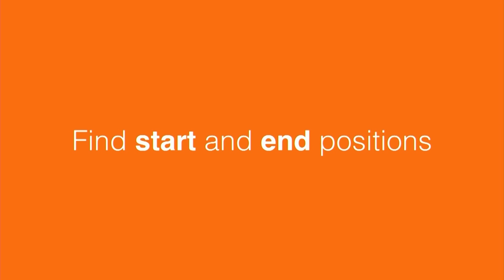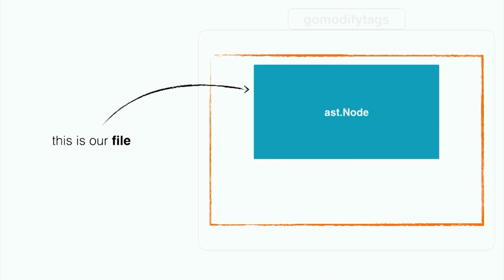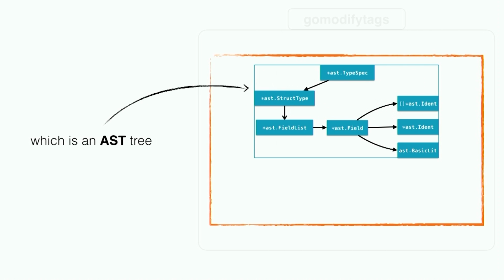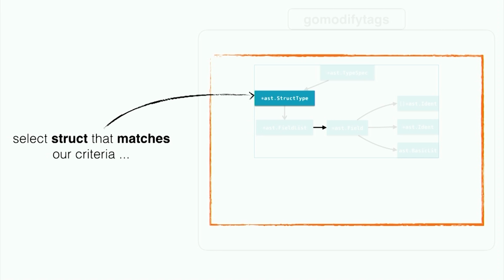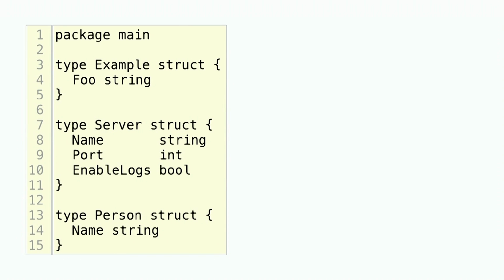Finding is an important part of the CLI because you might have multiple structs and you might want to change only one of them. That's why we need the start and ending position of the struct you want to change. Suppose this is our node, this is our file, and this is our AST. We need the struct that matches our criteria. There are many ways to find the struct, so let's go over them.